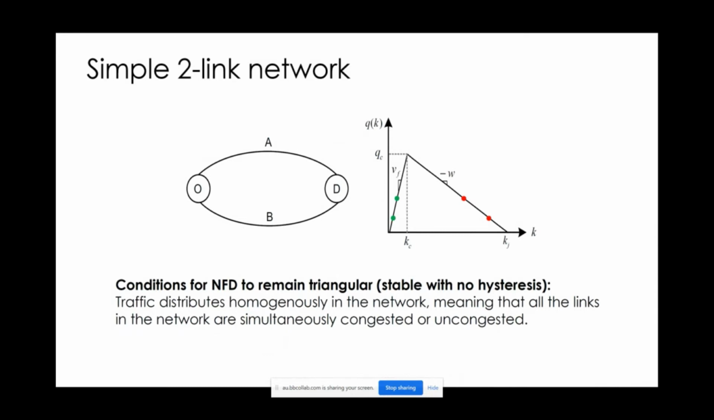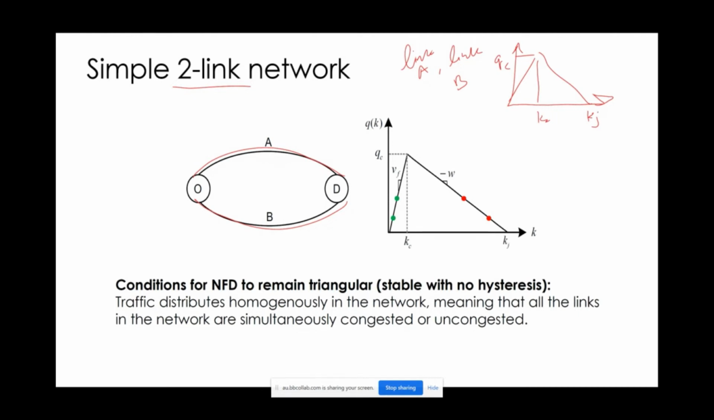But before we dive into some more content here, let's step back and have a look at a very simple network. Imagine we have a two-link network, probably the simplest network ever, right? So we have an origin, we have a destination, and we have two links, A and B. Let's assume each of these links has a triangular fundamental diagram, with KJ, QC and KC. It's actually here, so I don't need to redraw it. This fundamental diagram that you see here is the fundamental diagram of link A and link B. And link A and link B are identical, so they have the same length and the exact same fundamental diagram.